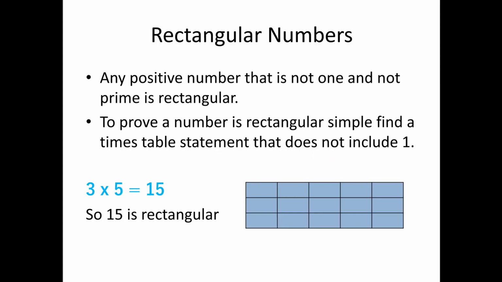A rectangular number is any positive number that is not prime and not 1. To show that a number is rectangular, all you need is a multiplication statement that does not include 1. So here I have shown 15. 3 times 5 equals 15. That's my statement that does not include 1, so 15 must be rectangular.